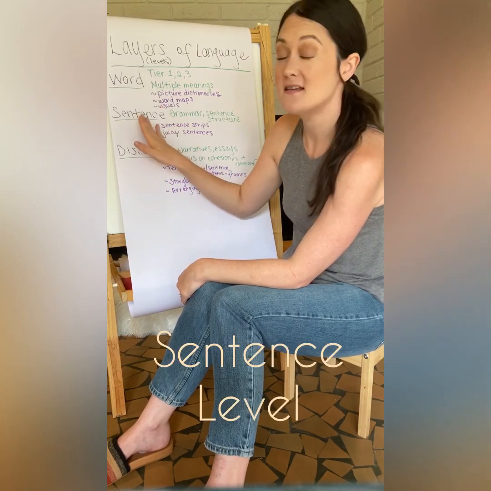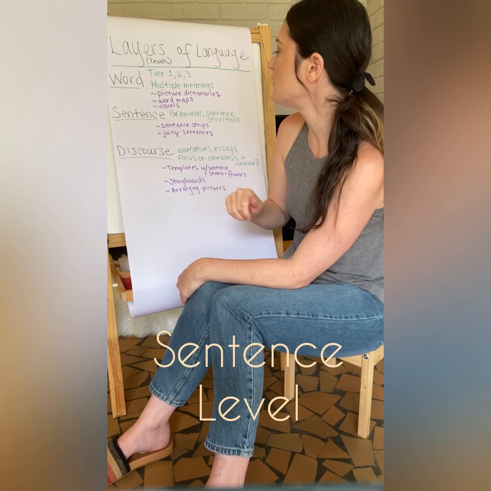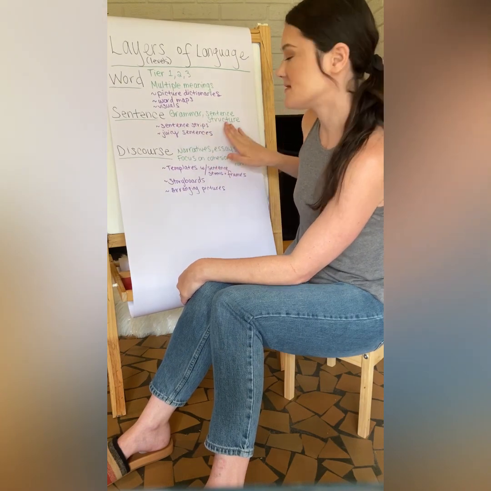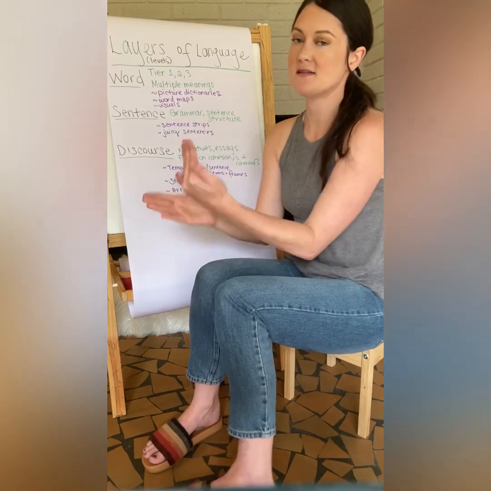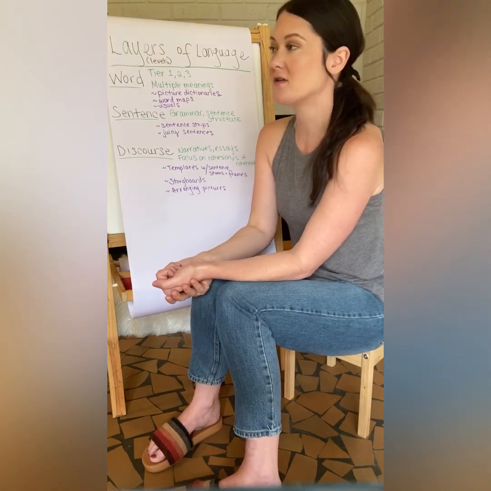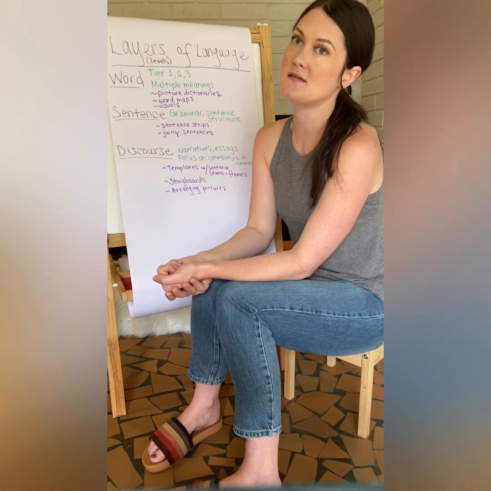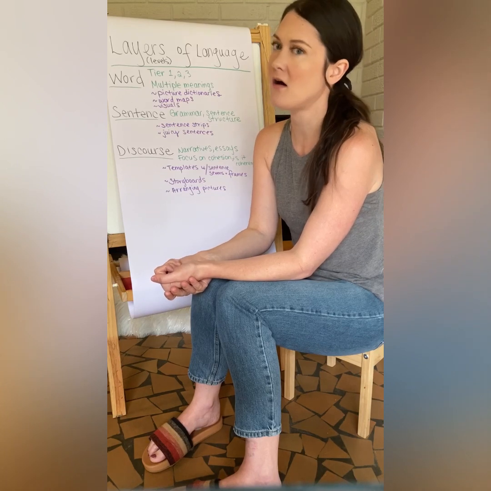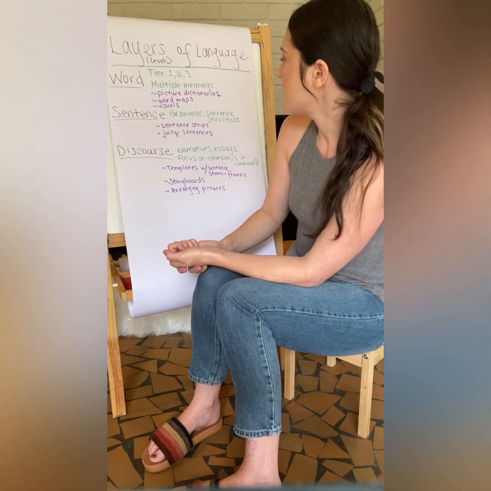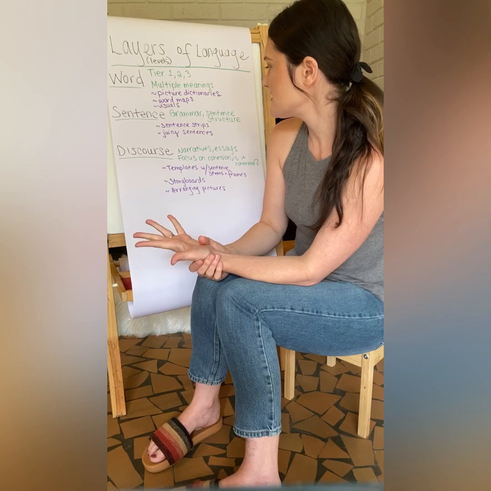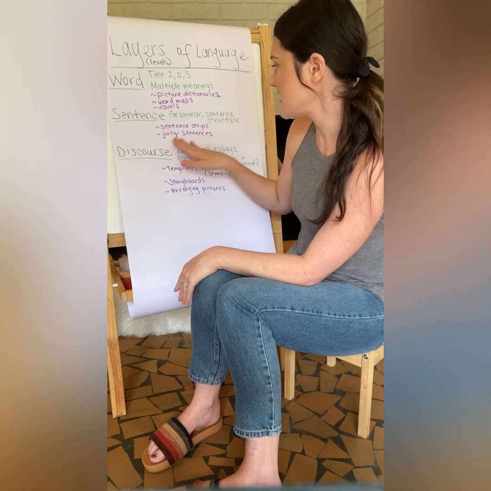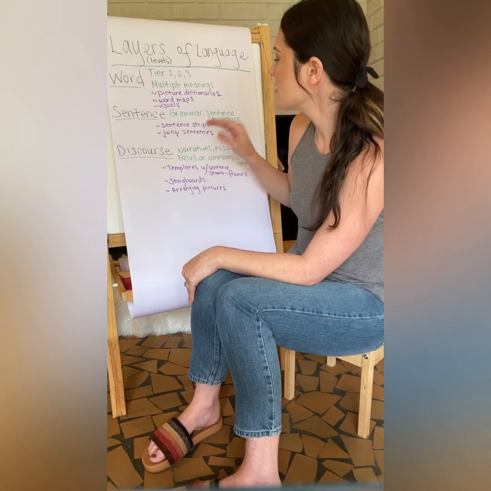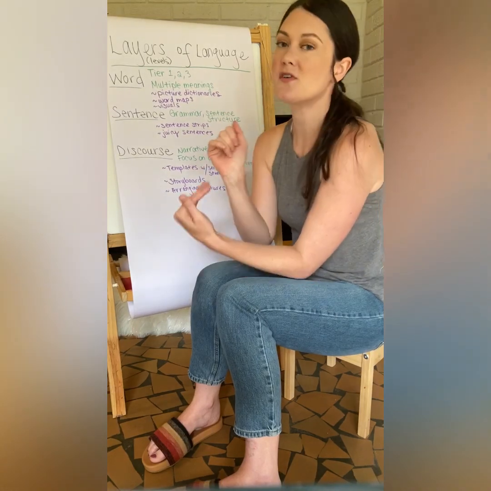So let's go to the sentence level. At the sentence level, I'm looking at grammar and sentence structure. That's where we're focusing on subject-verb agreement, comma conjunctions, semicolons, all of that kind of stuff, compound and complex sentences. Ways that we can practice are by doing sentence strips and juicy sentences. Sentence strips are actually kind of fun.